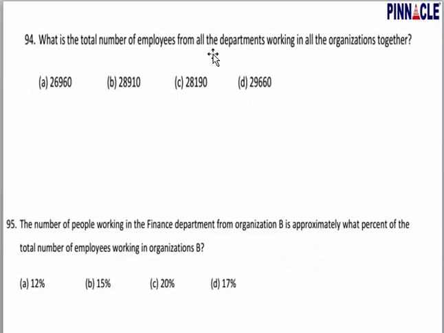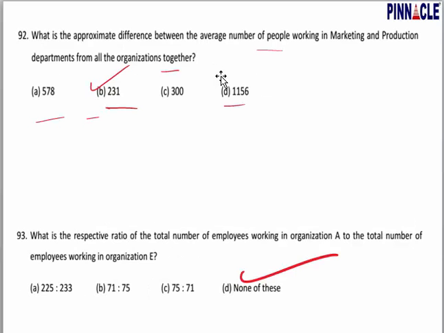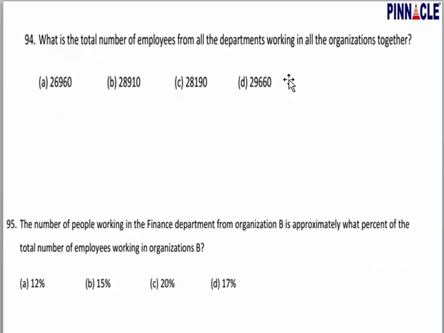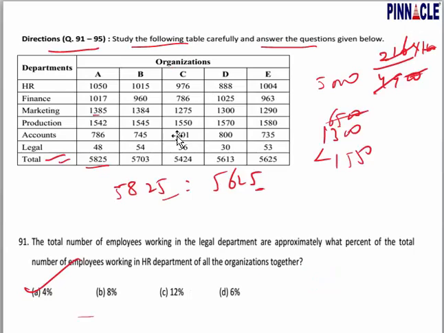What is the total number of employees from all the departments working in all organizations together? We have to find the total number of employees. Now, first see, is there any nearest option? 26,000, 26,000, 28,000, 28,000. Yes, these are comparatively close figures. So be careful doing this. But we have to calculate all.